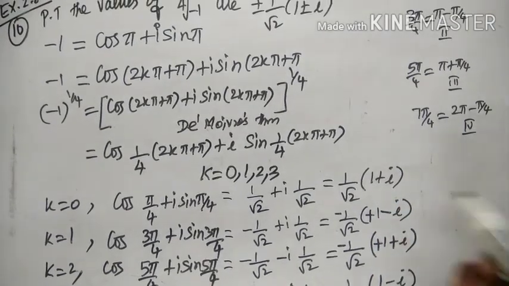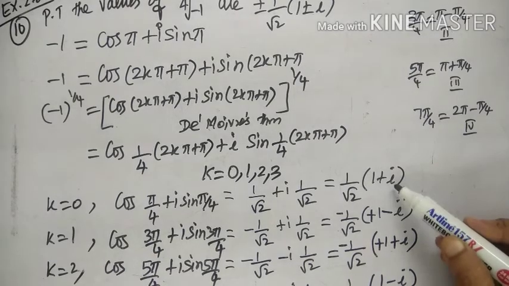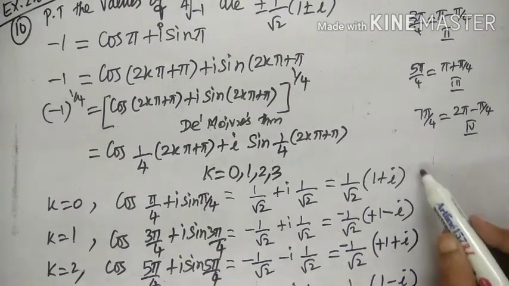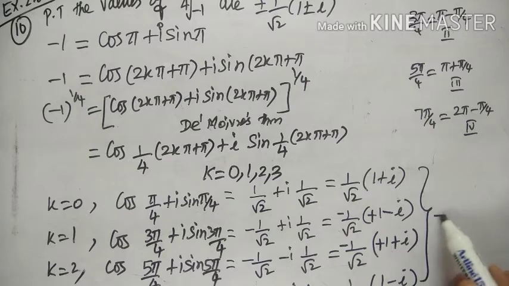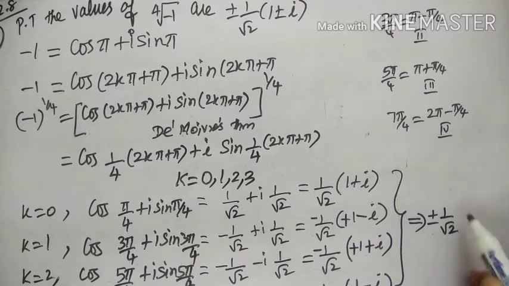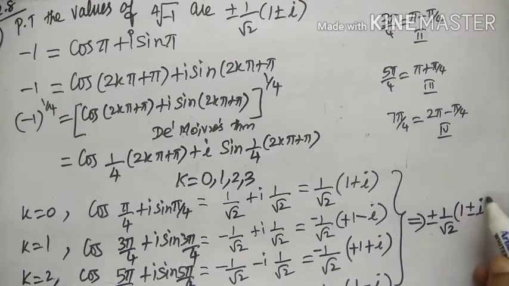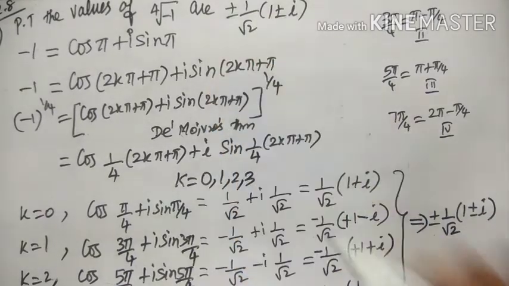Now, combining the four answers, it is either 1 by root 2 or minus 1 by root 2. It is either 1 plus i or 1 minus i. So, combining all the four, I write it is plus or minus 1 by root 2, 1 either plus or minus i, and that is the value for the given problem.